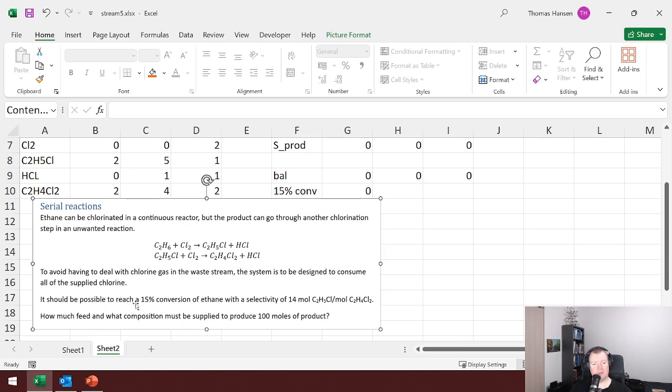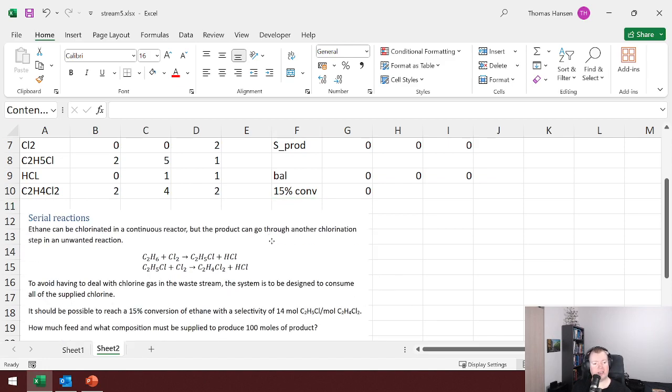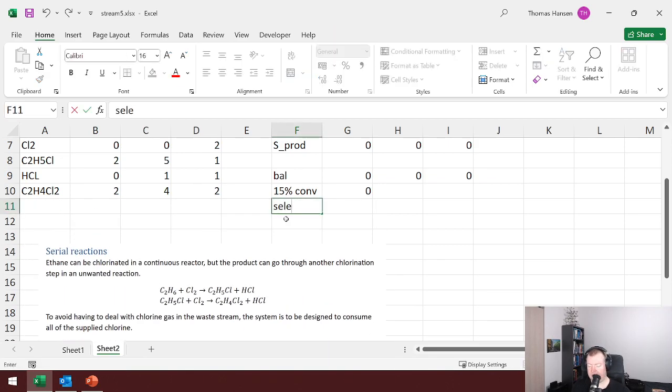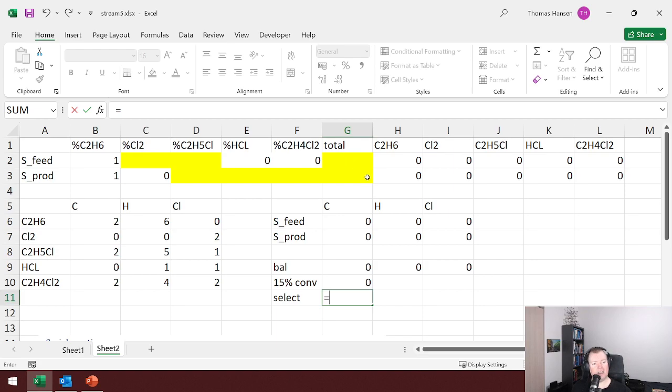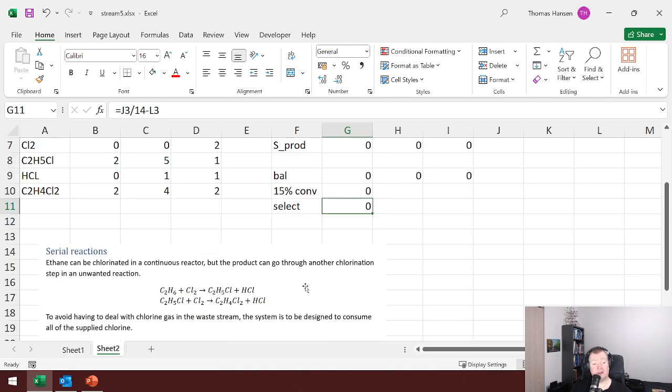What else are we being told? We're being told we have a selectivity of 14 moles of the product we want per mole of product we don't want. Okay, so what shall we call that? Let's call it select. That basically means that if I take my desired product over 14 and I subtract my undesired product, that should give me 0 if that condition is fulfilled. And finally, how much must we supply in order to get 100 moles of product?